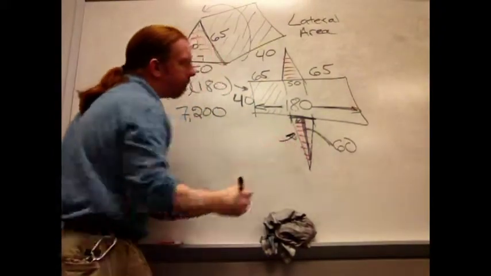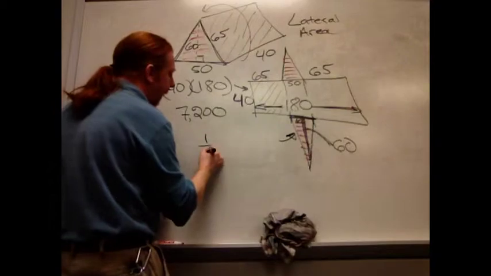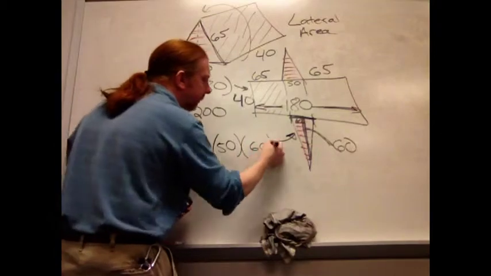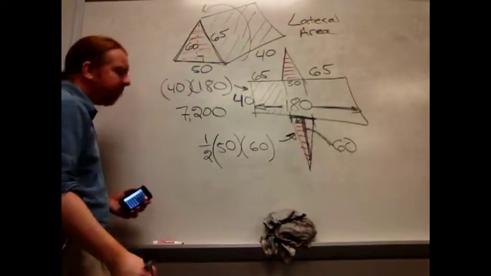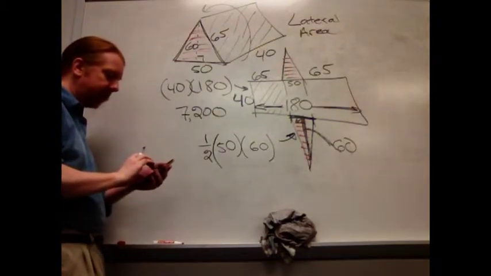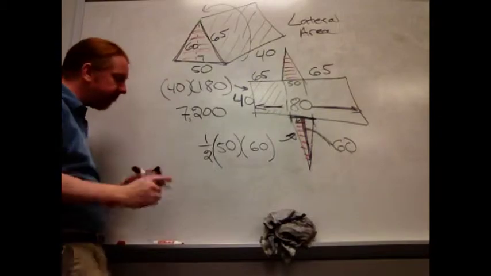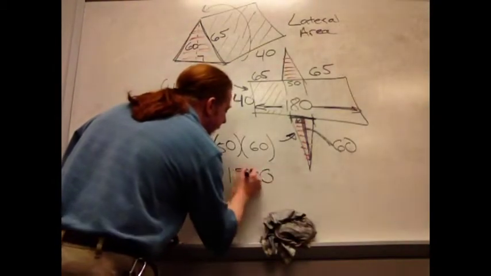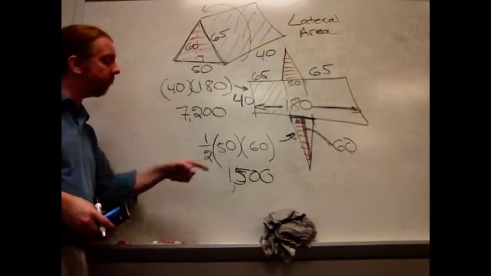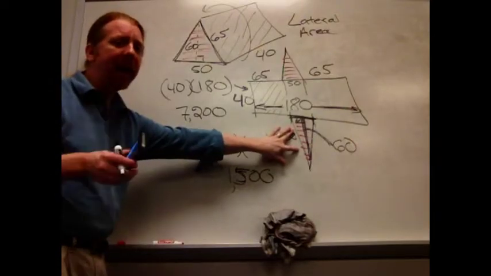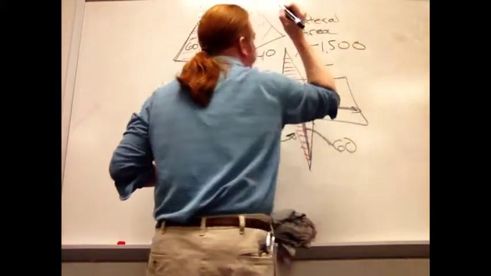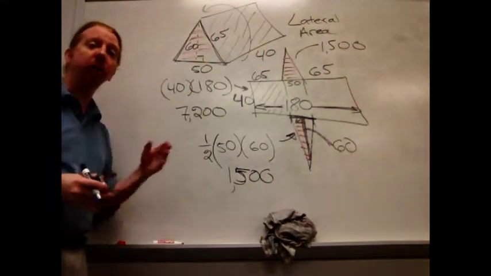Now, the front and the back are triangles. Half times the base, which is 50, times the height, which is 60. That's going to give me, I want to say 1,500. Let's see if I'm right. 50 times 60 times a half is 1,500. So 1,500 units on the front. But on the back, it's the same triangle. Another 1,500 units there.